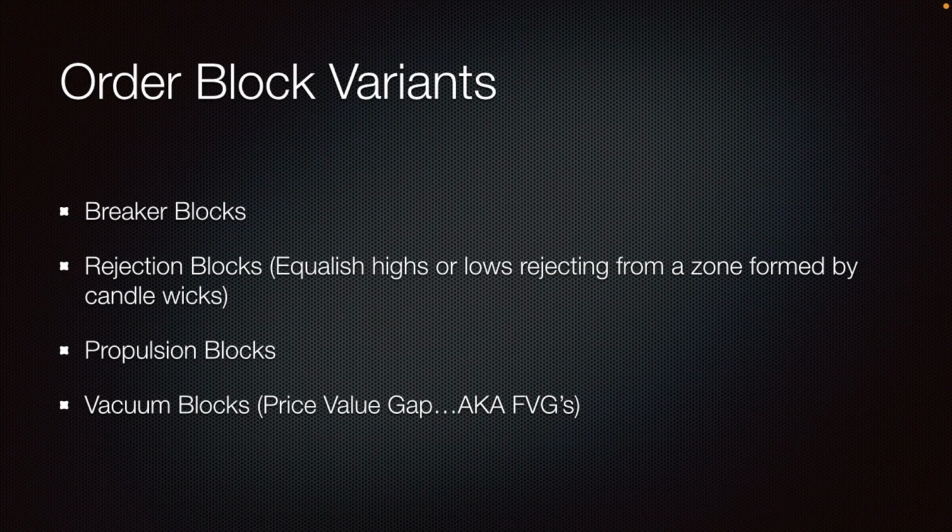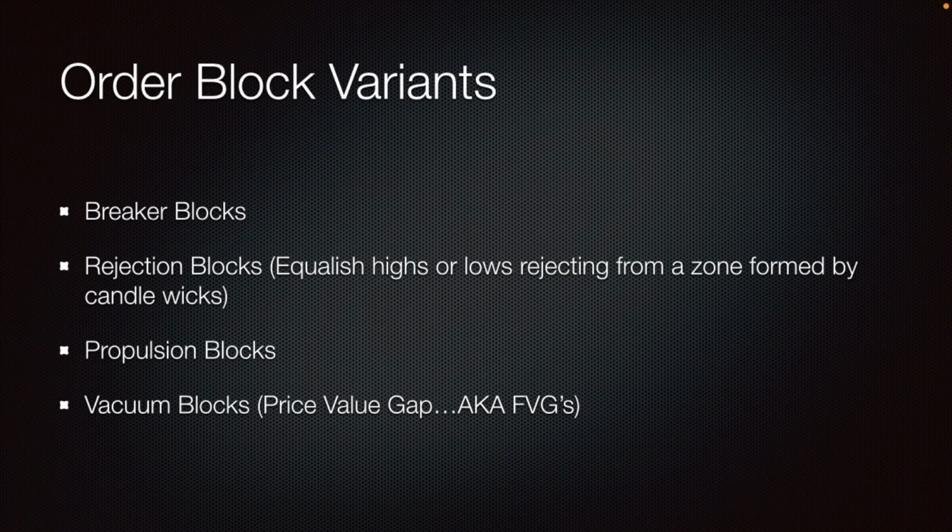Then we have propulsion blocks, which I really do like. They're fantastic to use. And then we have vacuum blocks, which are price gaps. They're just gaps, all right? So in the old days, we used to call them price value gaps, also known as fair value gaps. So for example, in the overnight market, price gaps up, we call that a gap. Order block traders call them vacuum blocks. All right, so let's head on the charts and we'll find examples of all of these and see how we can utilize them.